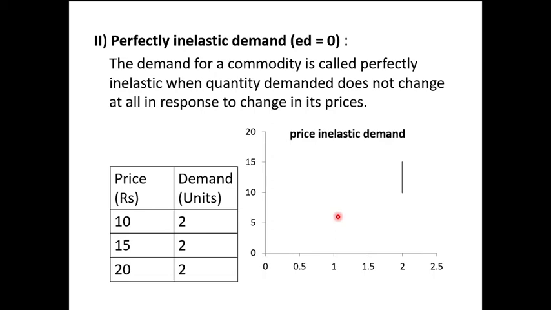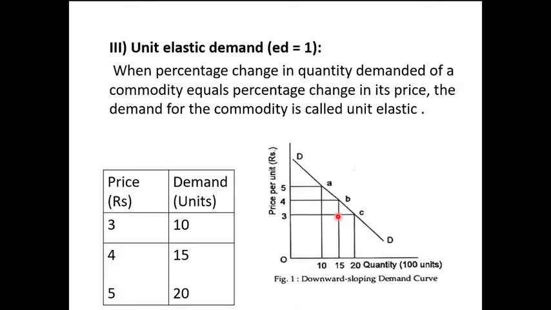Okay, this is perfectly inelastic demand. Whatever may be the change in price, the quantity demanded of the product will never change. Clear? This is perfectly inelastic demand, where ED is equal to 0. Then the third one is unit elastic demand. This is a situation where the percentage change in quantity demanded of a commodity is equal to the percentage change in its price. So then it is called unit elastic demand.